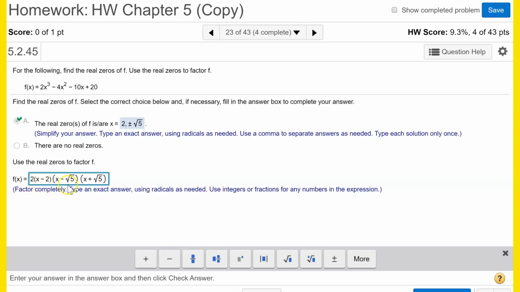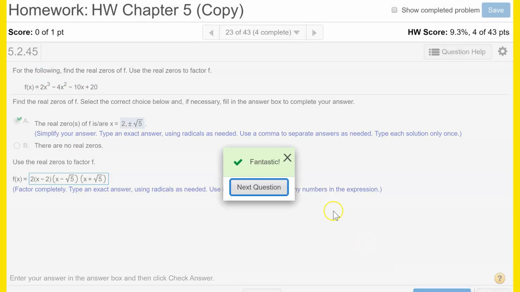So now all of this FOILed and distributed together will result in this f of x polynomial that I started with. Click check answer, cross your fingers, and be ever so happy when the green check mark pops up.